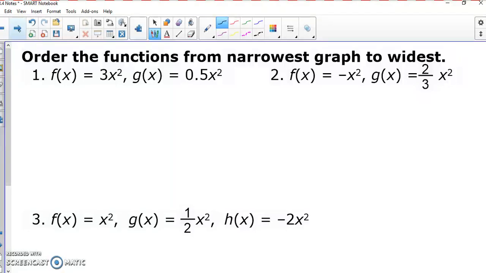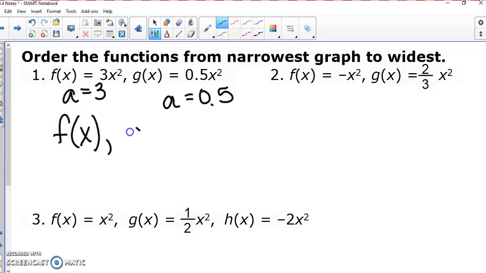Okay, so when we do examples like that, we're going to look at whatever the a value is. On this one, a equals 3. On this one, a equals 0.5. And then we compare the absolute values of those. So 3 versus 0.5, well, 3 is going to be narrower because it's larger. So from narrowest to widest, we would say it goes f of x, and then g of x.